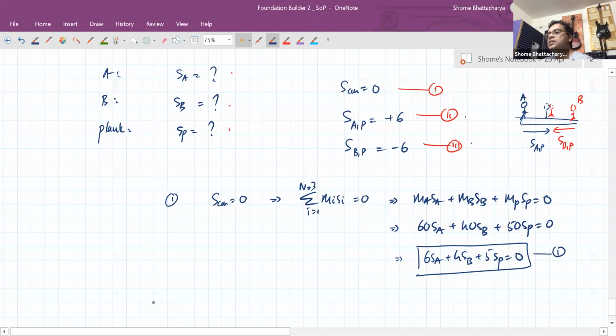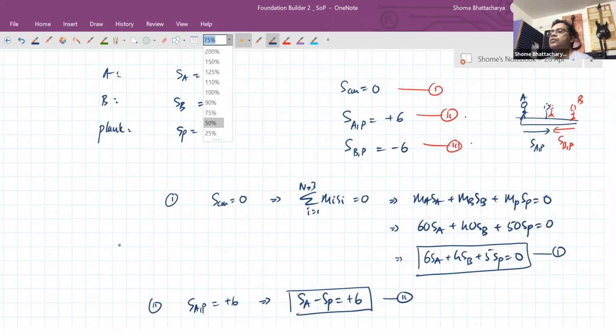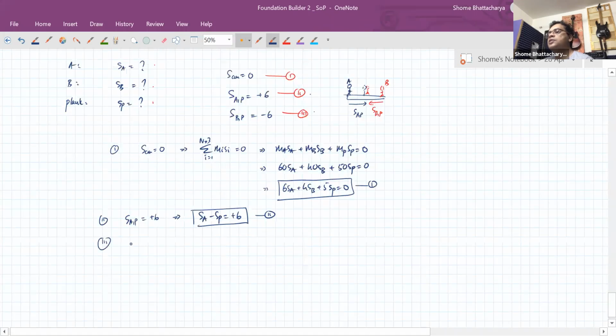Now from the second thing, I'm getting displacement of A with respect to the Planck should be +6. So that means SA minus SP should be equal to +6. So that's the second equation. And from the third aspect, the relative displacement of B with respect to the Planck is 6, but in the negative direction. So whatever the values of SB and SP, the difference of these two should be equal to -6. That is my third equation.